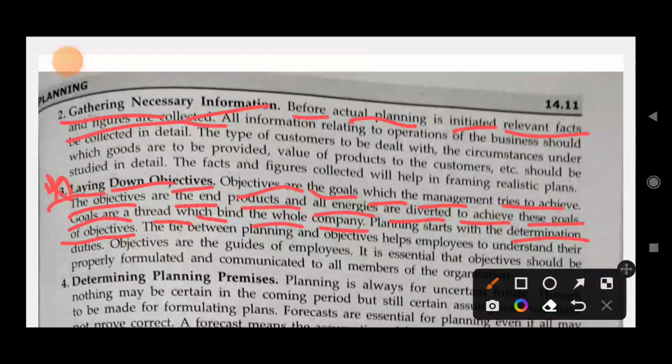So what are we going to do? What is the main objective of the organization? That is what we are thinking about here. I'll tell one example so that you can easily understand.